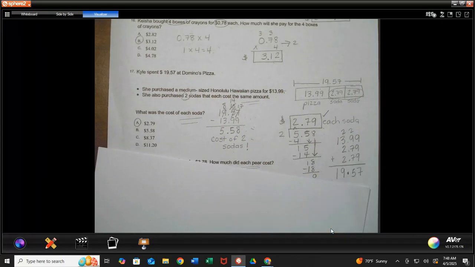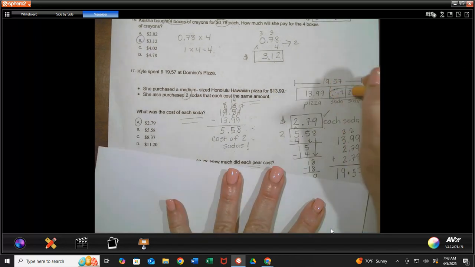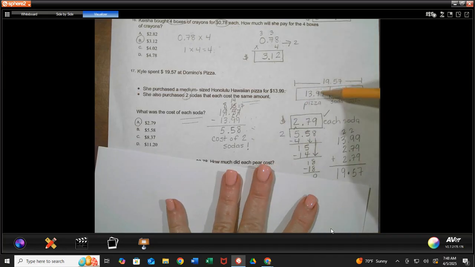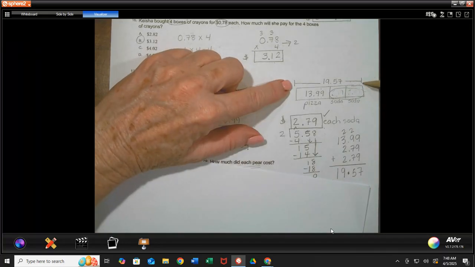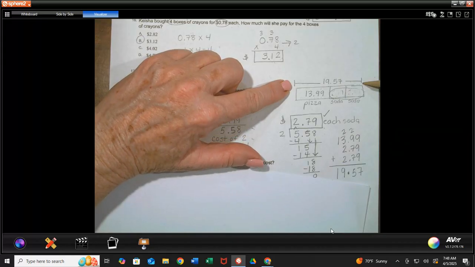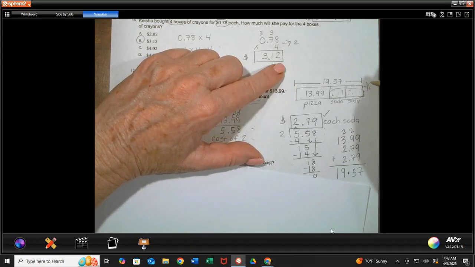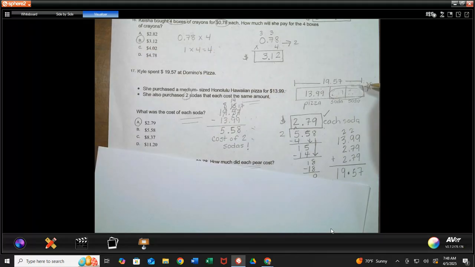So I built my bar diagram to start with. So this is what it looked like initially. I knew that she was buying 3 items, a pizza and 2 sodas, so I break my bar diagram into 3 parts. I know that if I were to add the 3 items together, it would give me the total cost of $19.57. This is so important because when I'm done with this multi-step problem, I'm going to check my answer. It's going to take me 2 seconds to check it, and I will know if I picked the right answer or not.